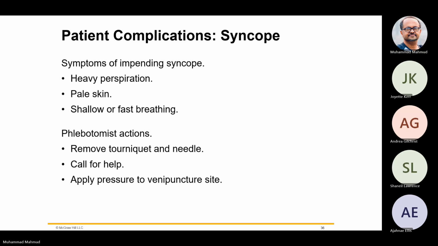Syncope. Syncope or fainting may occur during phlebotomy. If the patient faints, remove the tourniquet and needle to prevent patient injury. Do not attempt to handle the situation alone. Call for help. Apply pressure to the venipuncture site. Position yourself in front of the phlebotomy chair or next to the bedside to block the patient from falling or sliding out of the chair or bed. If the patient is sitting, then lower the patient's head and arms between his or her knees.